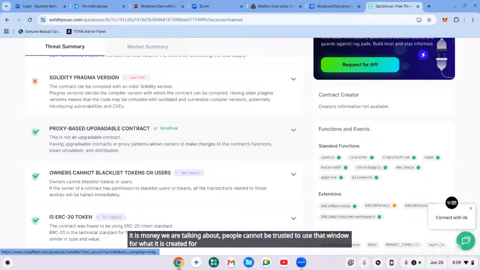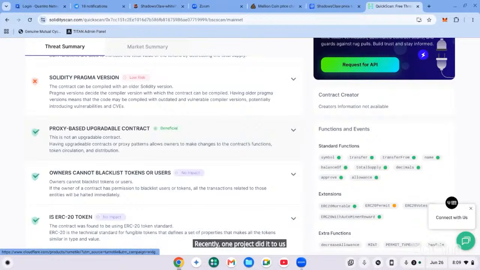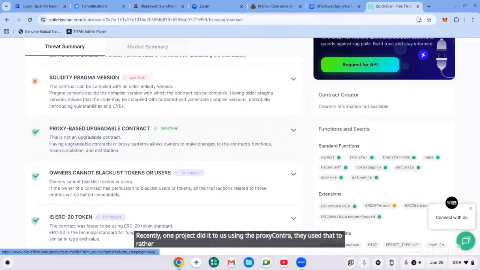Recently, one project did it to us using the proxy contract. They used that to rather lock up their community activities and now are holding us at ransom, so that if you don't do this, you don't get this. If you don't do that, you don't get this. Since then, we have decided that any contract that contains any amount of proxy is a no-go area for Jerry and his teams.